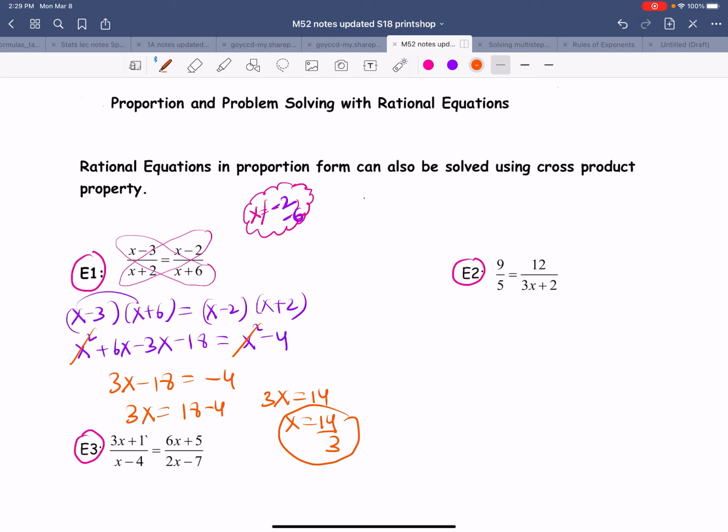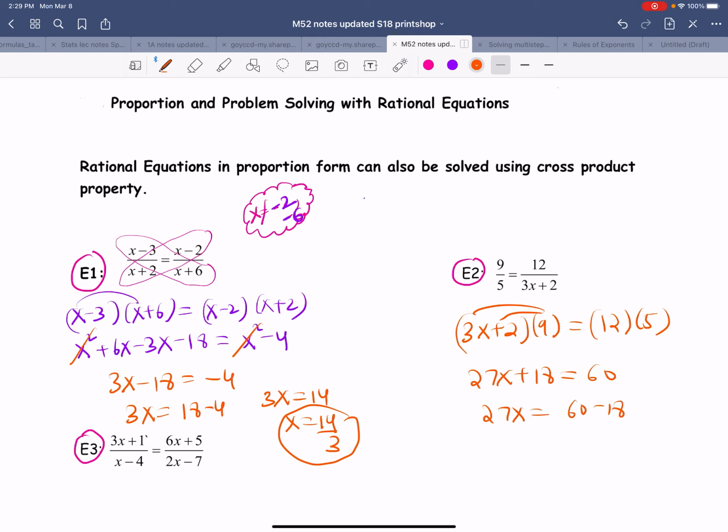And it's not one of the restricted numbers, so it's okay to go ahead and box and circle and say this is my solution. Let's look at example number 2 now. So 3x plus 2 times 9 equals 12 times 5. Let's go ahead and distribute here. That's 27x plus 18 equals 60. 27x is 60, take away 18. 27x is 48. x comes out to be 48 divided by 27. And we can divide both 48 and 27 by 3, and that is 16 over 9.